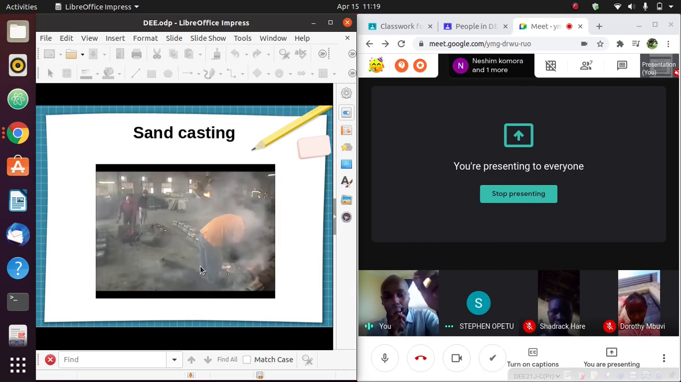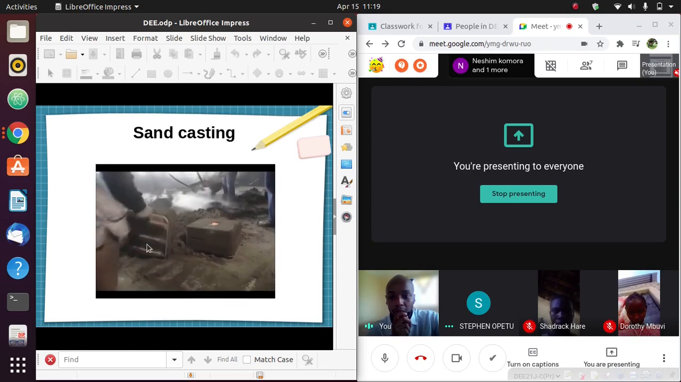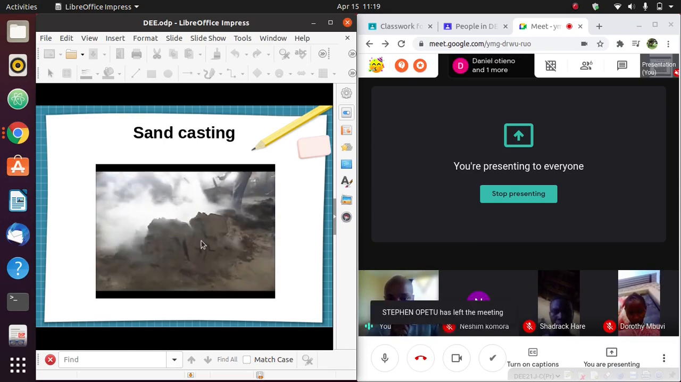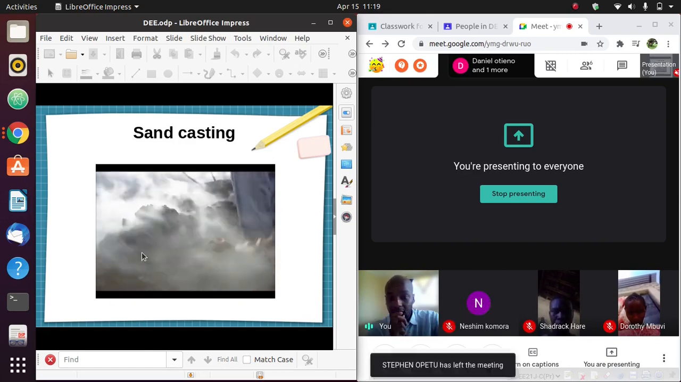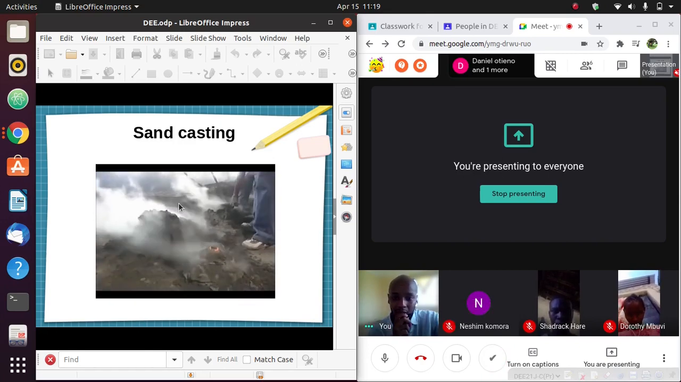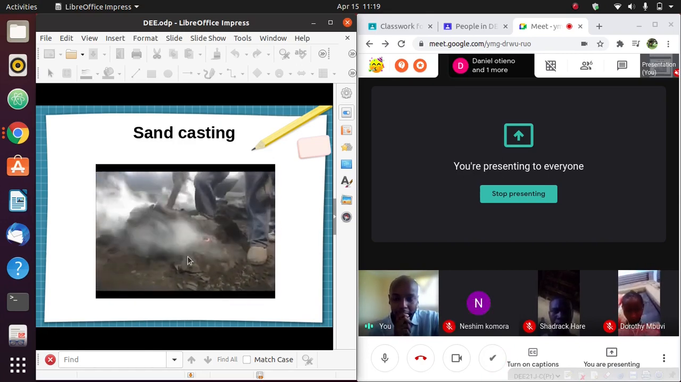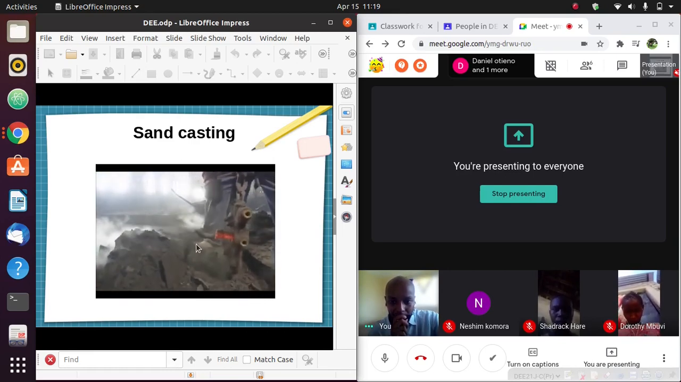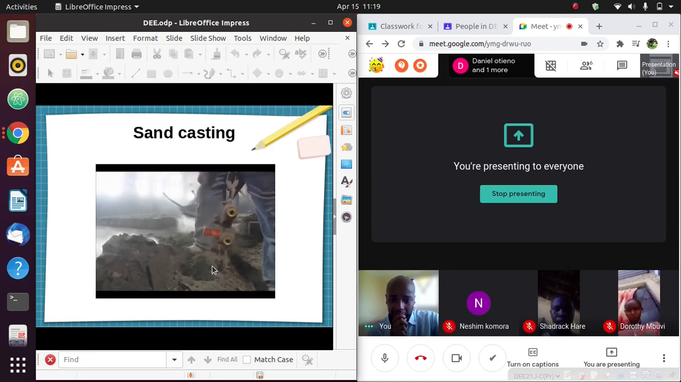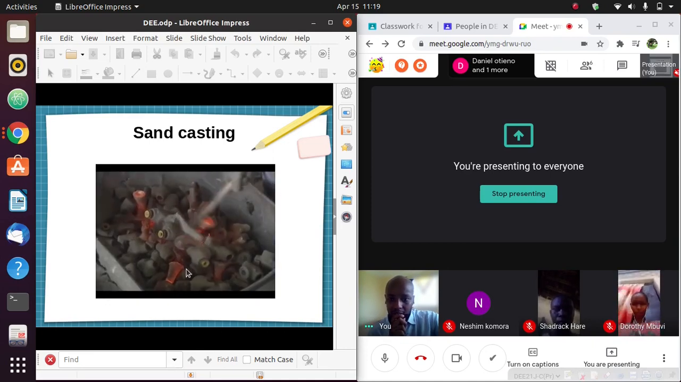Kwa hivyo wanamwaga hiyo chuma, the molten metal, into that sand. Then once that metal solidifies, not cools, ikisha solidify, wanavunja hiyo mold so that they can get their piece of metal ama ile casting ama that final product ambayo wanatengeneza, and then they dislodge the sand, wanavunja.